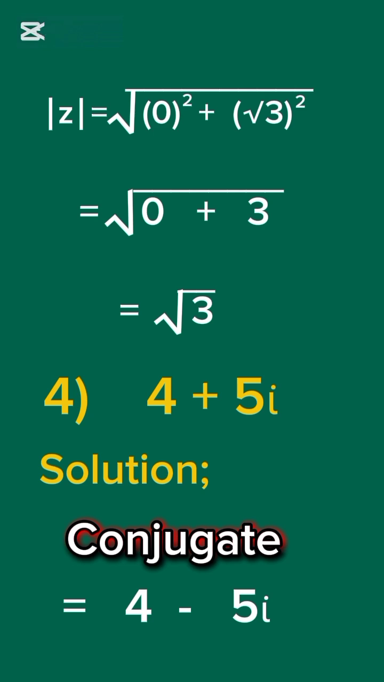The next question, question 4, is 4 plus 5 iota. Let's start the solution. Here real part is 4 and imaginary part is plus 5. In conjugate, we change the sign of imaginary part. So conjugate becomes 4 minus 5 iota.